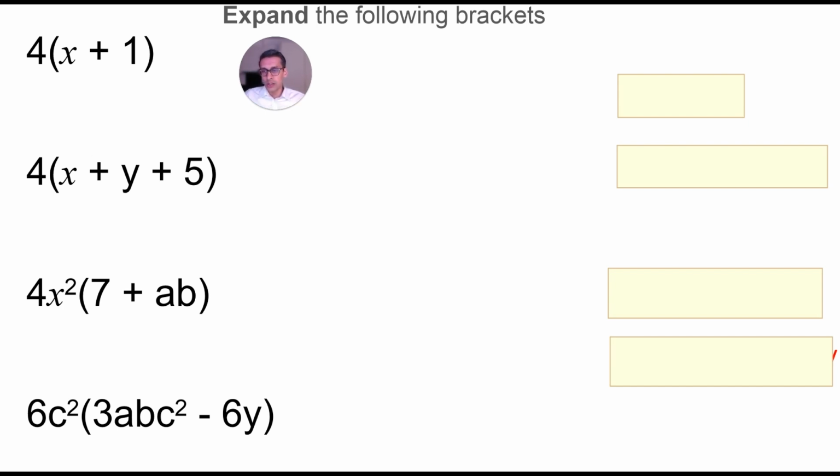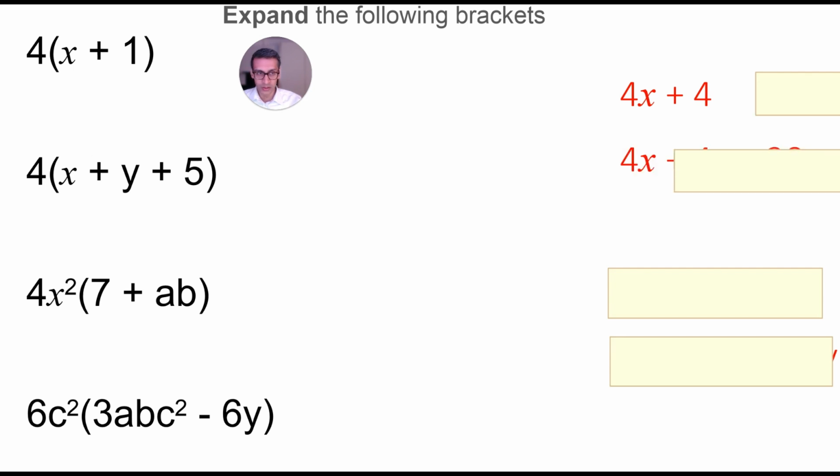If you already know how to do all of these, you can skip ahead slightly. Otherwise, practice all 4 questions and make sure you can get the answers. I'm going to just very briefly go through these. So 4 times x is 4x, 4 times 1 is 4, so that's what you should have got for the first answer. 4 times x is 4x, 4 times y is positive 4y, and then 4 times 5 is 20, so that's the second answer.